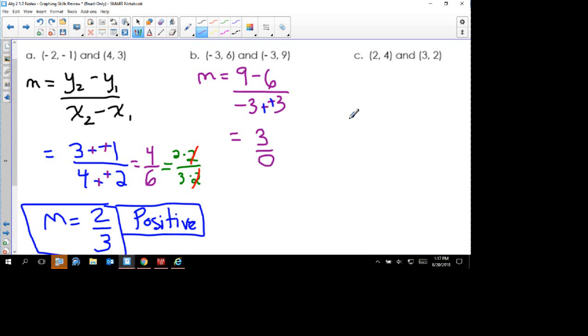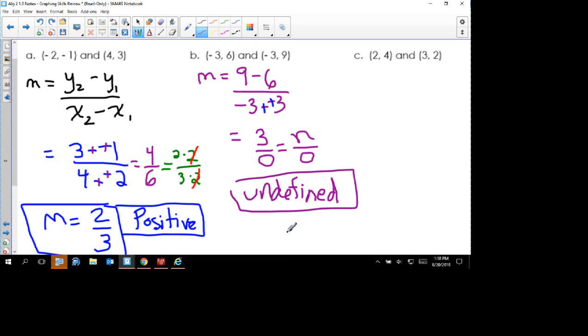All right, so I do 9 minus 6 over negative 3 minus negative 3, which is plus 3. I get 3, which is a number, over 0. What happens if I have a number over 0? Undefined. So we say undefined. You just write undefined. Yep, because when we classify it, it's undefined, and when we ask for the slope, it's undefined.